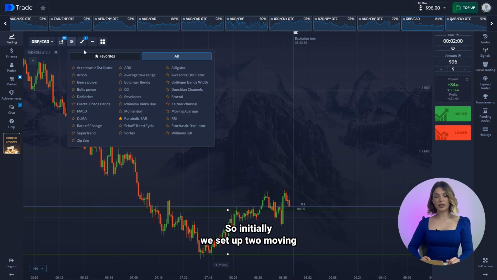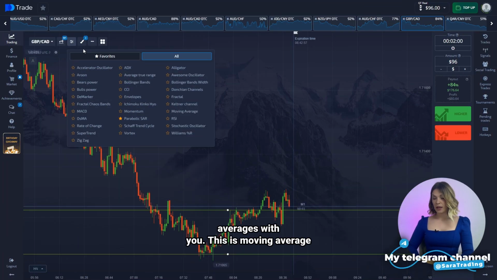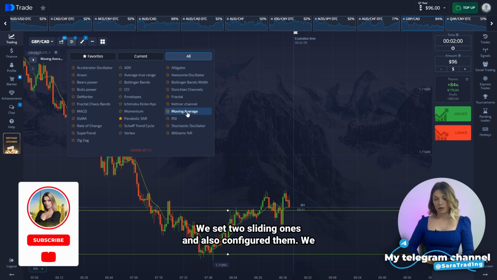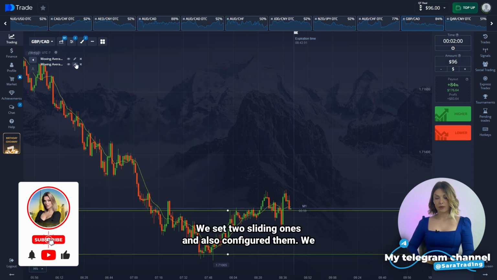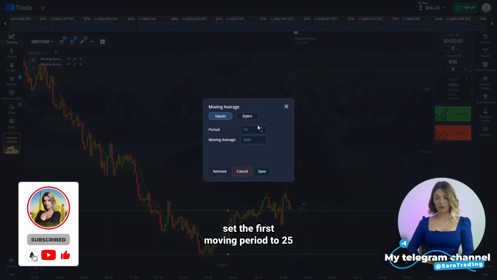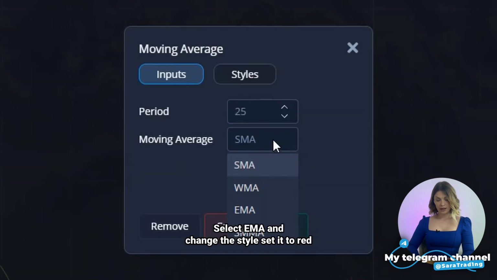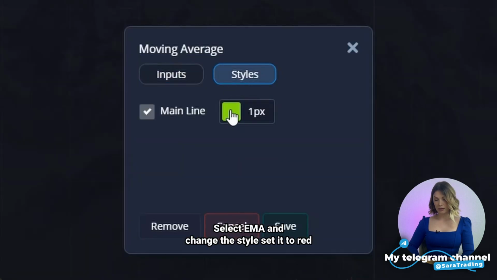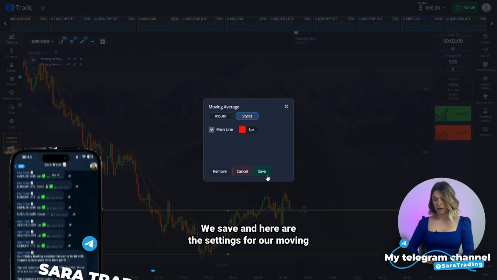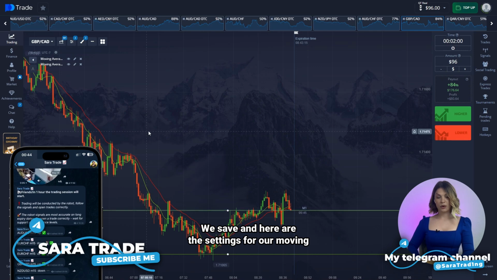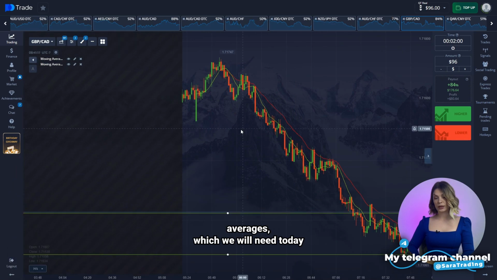So initially we set up two moving averages. This is the moving average. We set two sliding ones and also configure them. We set the first moving period to 25, select EMA, and change the style, set it to red. We save, and here are the settings for our moving averages, which we will need today.